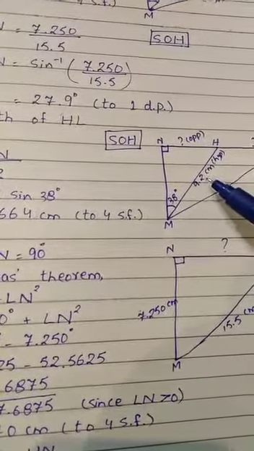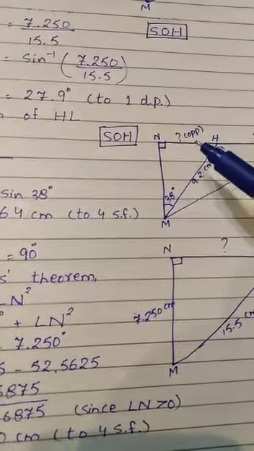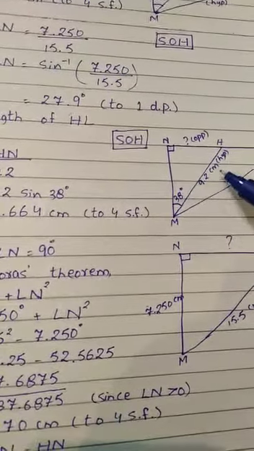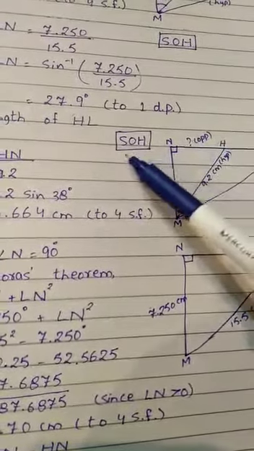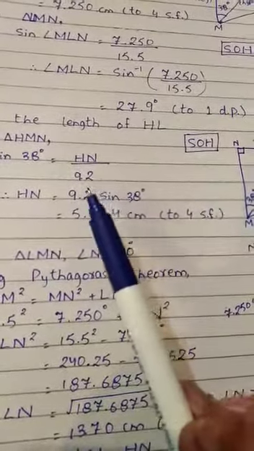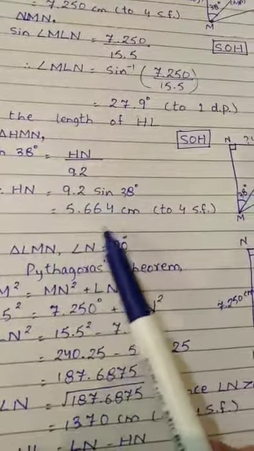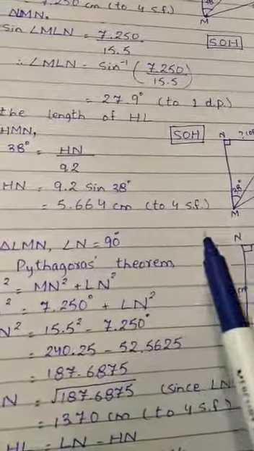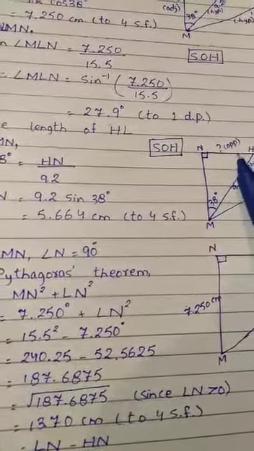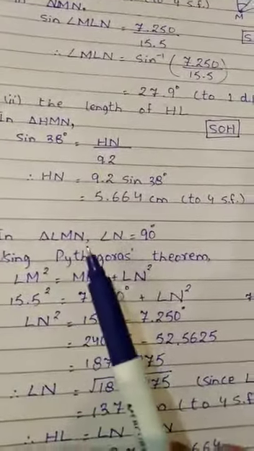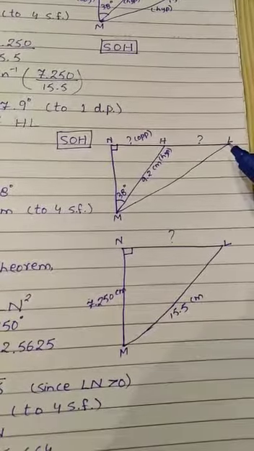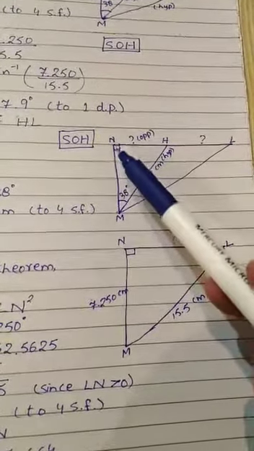First we will take triangle HMN. This is H, this is M and this is N. Now we have the angle 38 degrees and the hypotenuse 9.2 centimeters, and you are supposed to find the HN length, which is opposite to the given angle. So you have the hypotenuse and opposite side. Which formula will you use? You will use sine. Sine 38 is equal to HN over 9.2, and HN is equal to 5.664 centimeters to 4 significant figures.